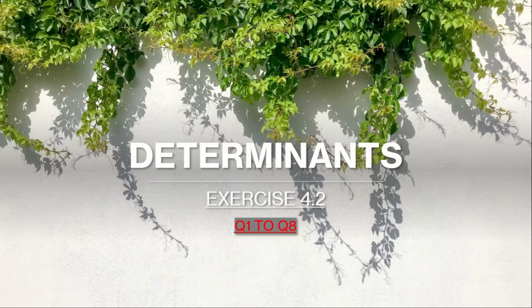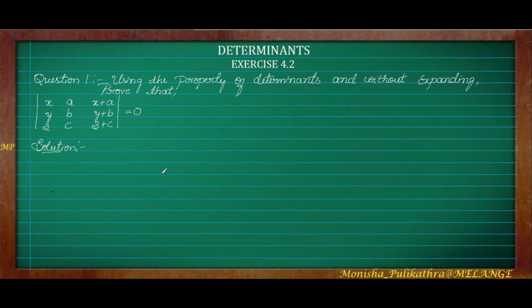Please watch till the end because determinants is one of the important chapters in your board exam. Moving on to the first question of exercise 4.2. Using the properties of determinants, without expanding, we have to prove that this determinant x, y, z, a, b, c, x plus a, y plus b, z plus c is 0.